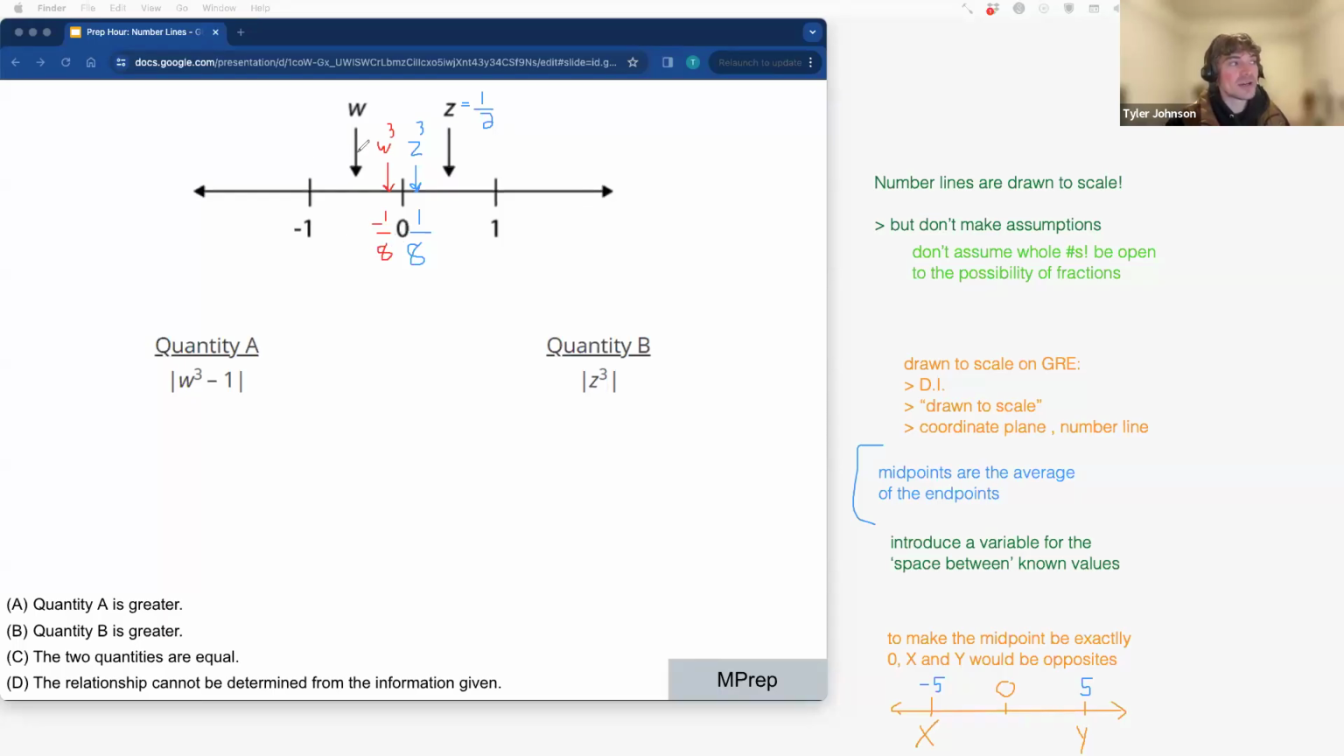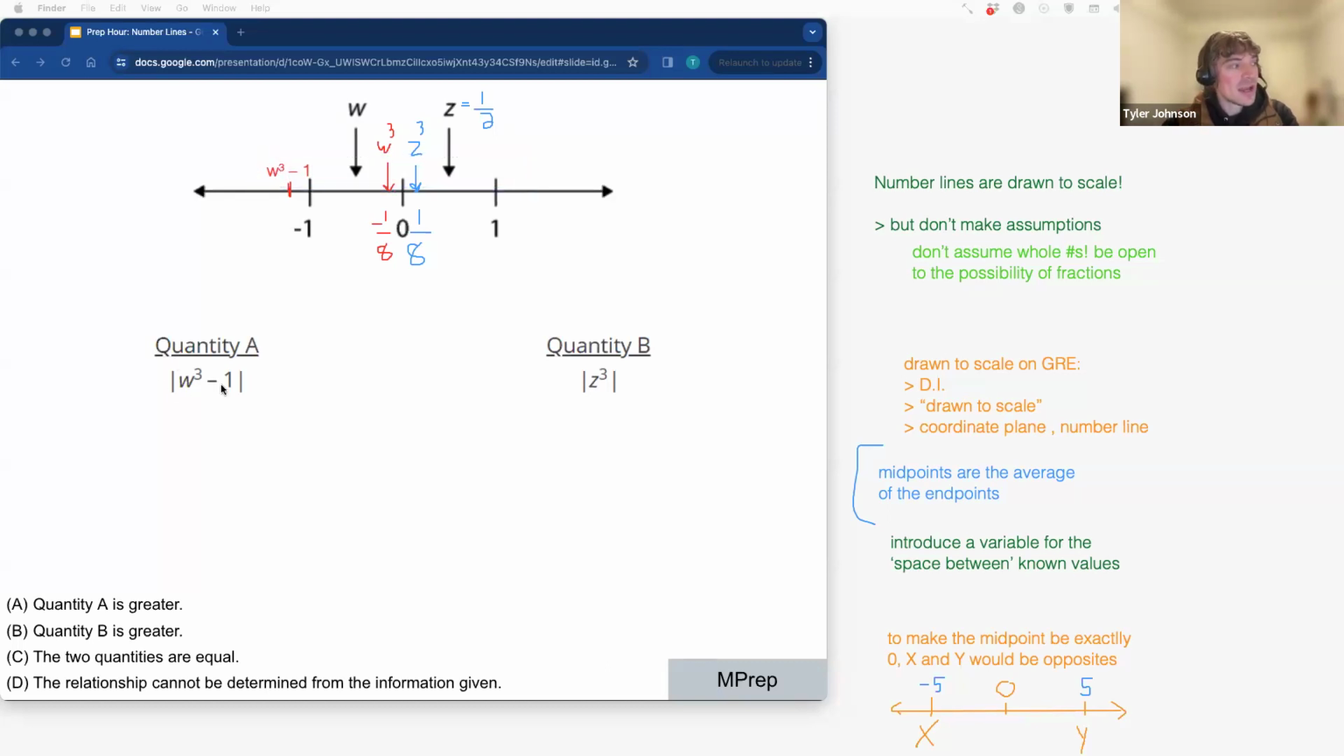And no matter what kind of fraction it is, I could have a fraction really close to negative 1, like negative 9/10. Still, the act of cubing it is going to push it further right on the number line, closer to 0. And now, quantity A, it's taking that w cubed and subtracting 1 from it. So if I moved 1 left on the number line, this point right here is about where w cubed minus 1 would fall.